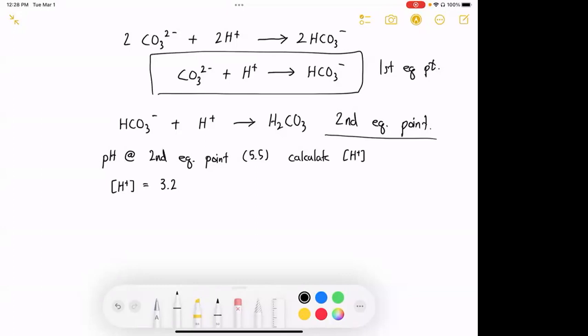1, 2, 3, 4, 5. Times 10 to the -6 molar. Okay, so say this is about 5.50. That is an approximate value here. We'll calculate the pH.